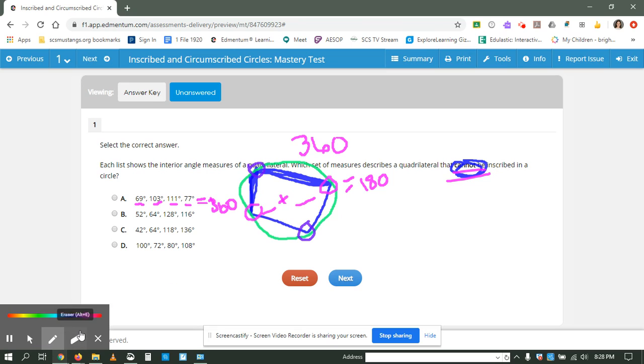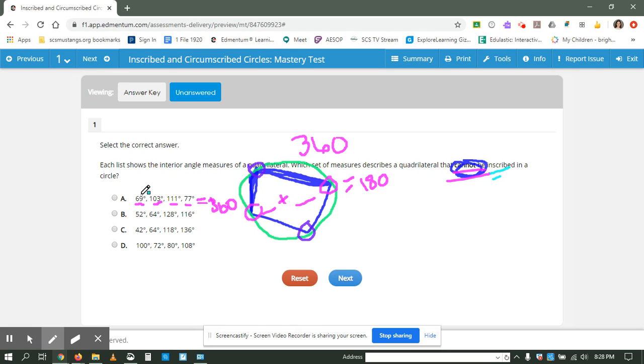But we've got to check. That's not enough. We've got to make sure that it can be inscribed. We've got enough to say, yes, this could very well be a quadrilateral, but we need to say whether or not it could be inscribed. So that means we have to find out whether or not there are pairs of numbers in there that add up to be 180 degrees.